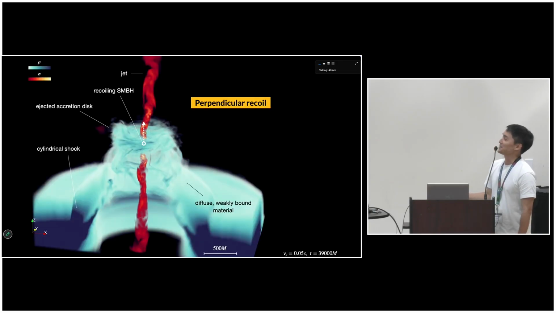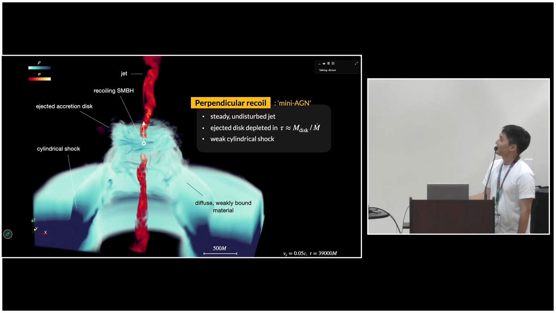This is some time after that, so I annotated some obvious features that you can probably see. The black hole is getting shot vertically upward. We have a jet, we have this diffuse material and a tightly bound accretion disk. I'll call this a mini AGN, and it preserves steady jet activity over time. We expect it might cease its accretion activity after some timescale, roughly the mass divided by its accretion rate.